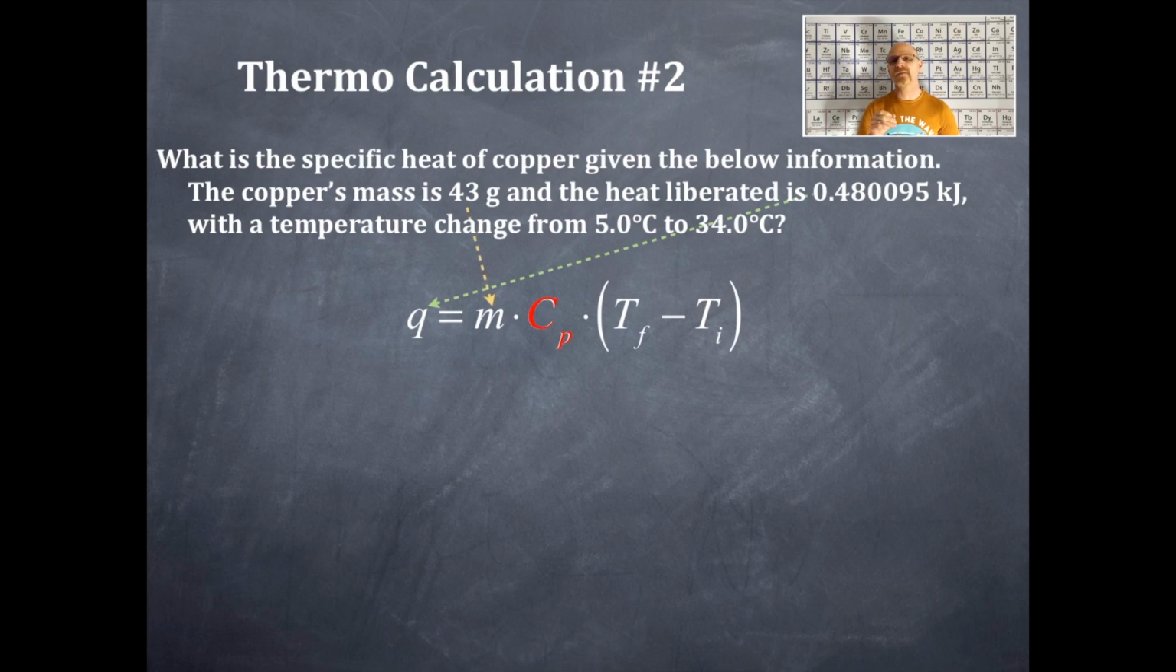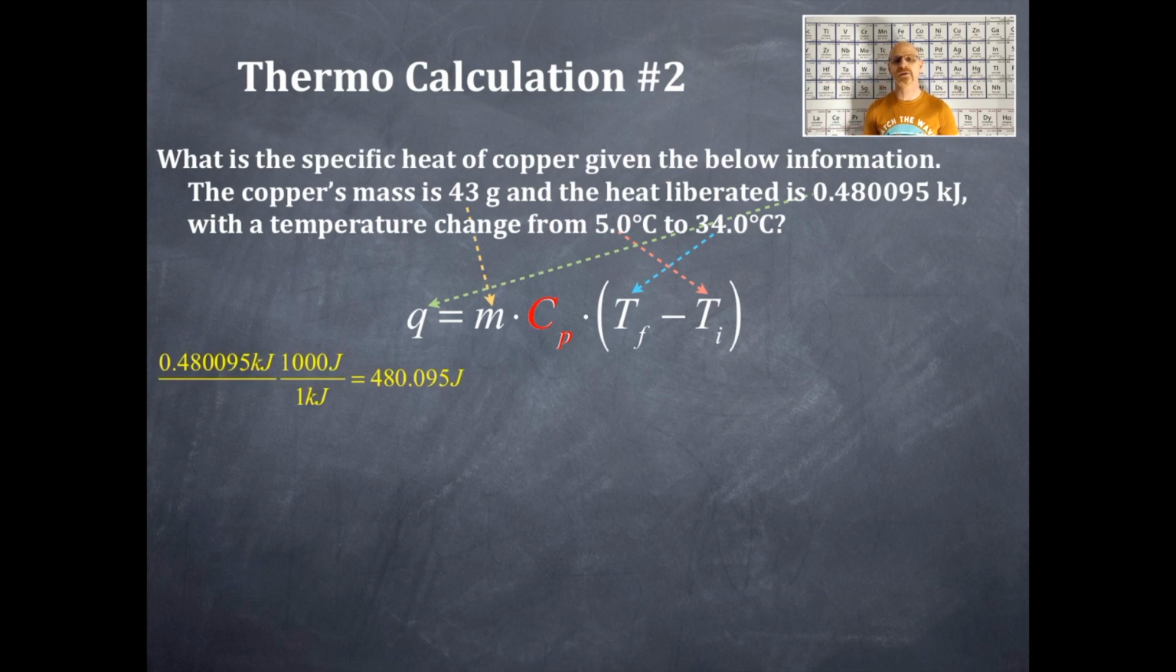All right, where do the other numbers go? Here is the mass, and that is 43 grams. That is going to go in place of M. Then we got the final temperature. That is the last temperature, the ending temperature, if you will, and that's the 34 degrees Celsius. Then we have the 5 degrees Celsius as the initial temperature. So let's see if we plug these values in, what are we going to get? But first thing that we need to do is convert that kilojoules into joules.